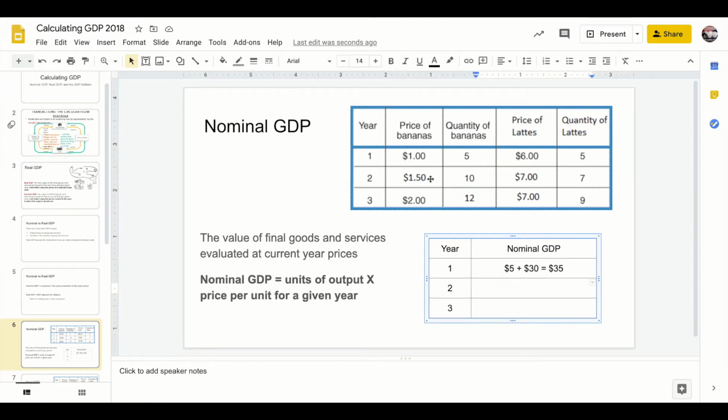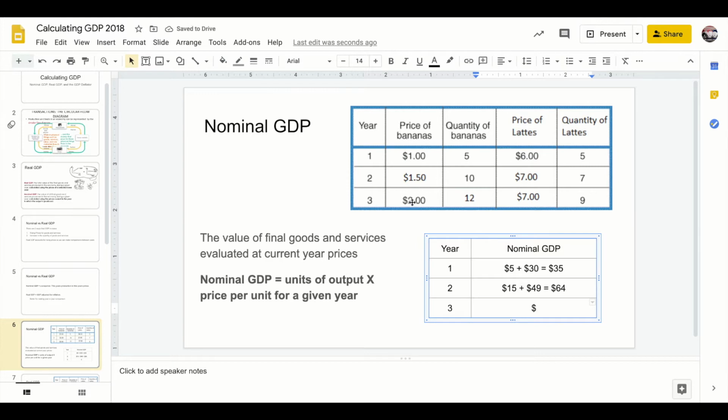For year two, we're doing the same thing. $1.50 was what a banana cost in year two. 10 bananas is what we had. So that's 10 times 1.50, which is $15. $15 plus whatever we made off lattes, $7 times 7, that is $49. 49 plus 15 is going to be $64. So we made $64 in year two nominal GDP.